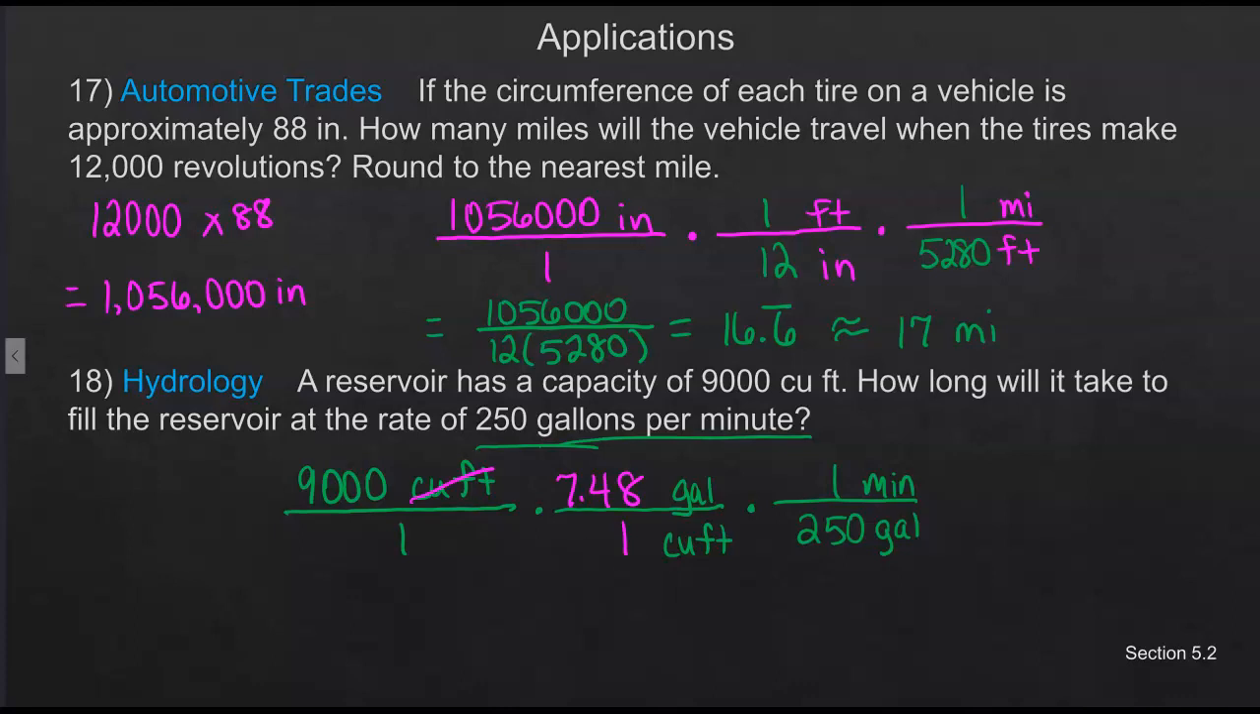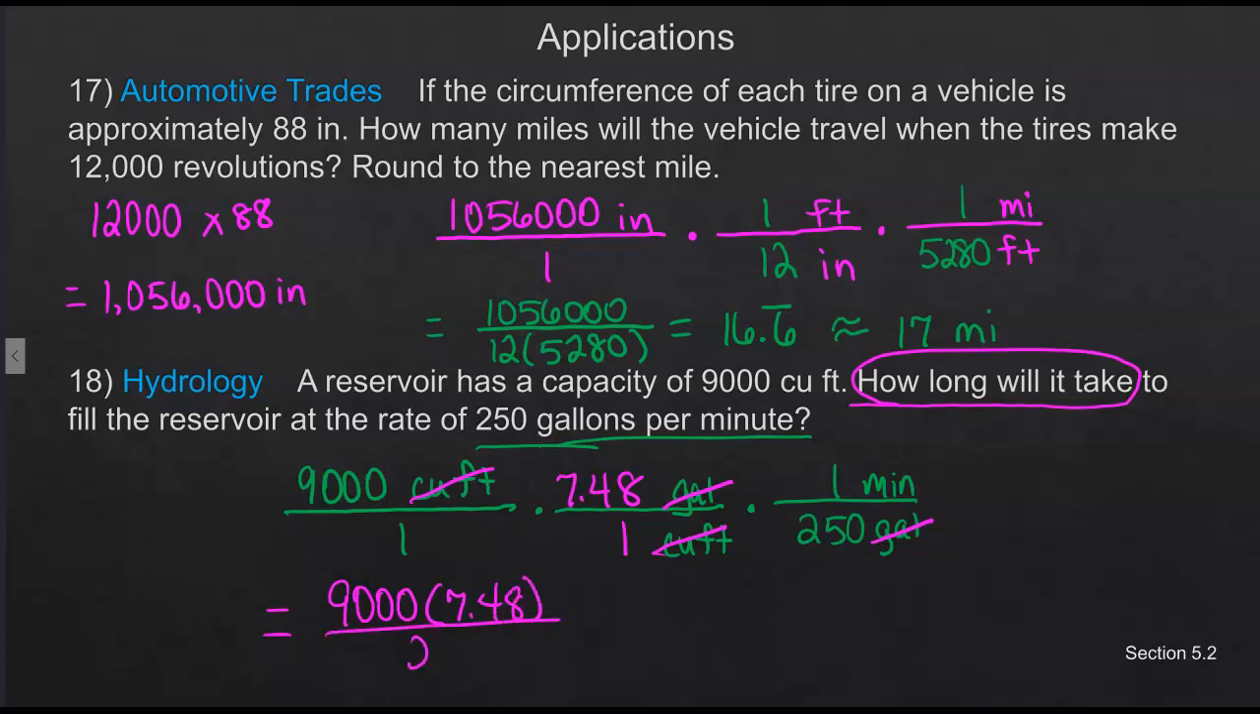Now, my cubic feet cancel. My gallons cancel, but this said, how long will it take? And so that's going to be time. That means it's just going to be in minutes. 9,000 times 7.48 divided by 250. So that is 269.28.